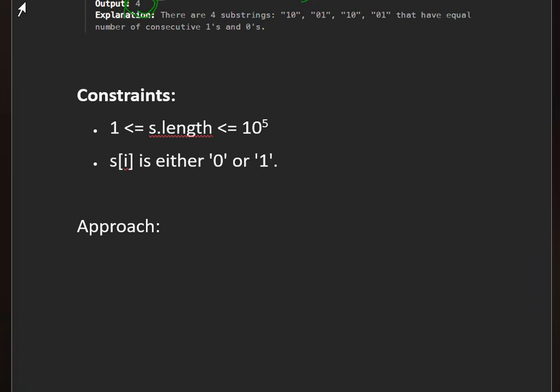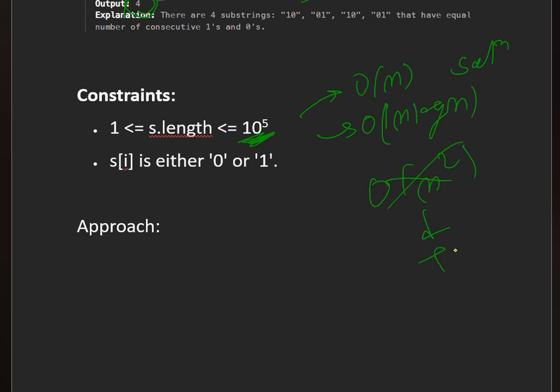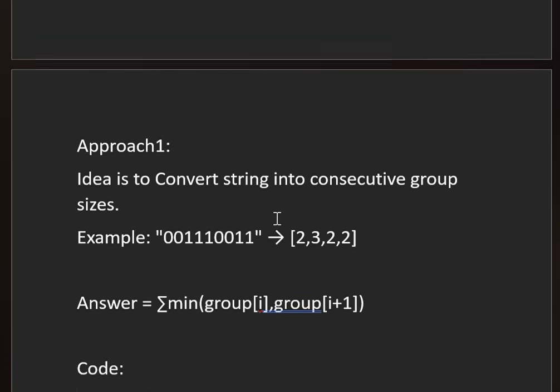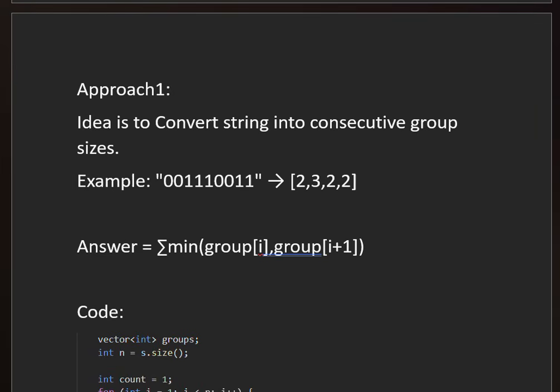So if you'll see the constraints, the string length can be up to 10 to the power 5. So we are left with either a Big O of n solution or Big O of n log n. Big O of n square won't be working here, it will give us TLE, right? So we have to formulate a solution which will work in Big O of n or Big O of n log n. So I'll be explaining you three different approaches. So let's see them one by one.